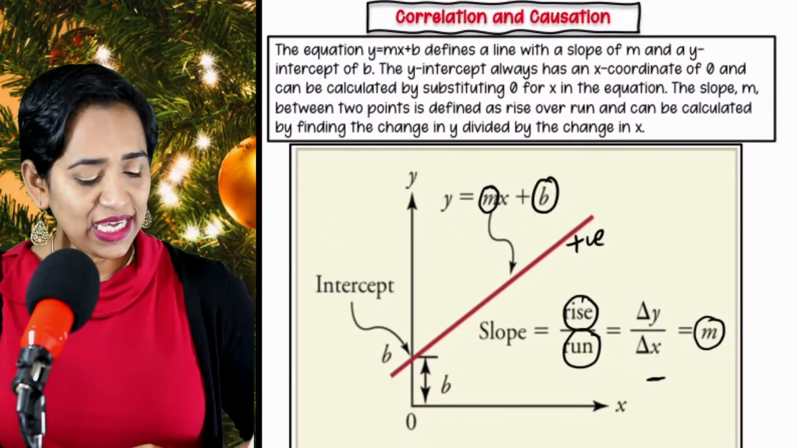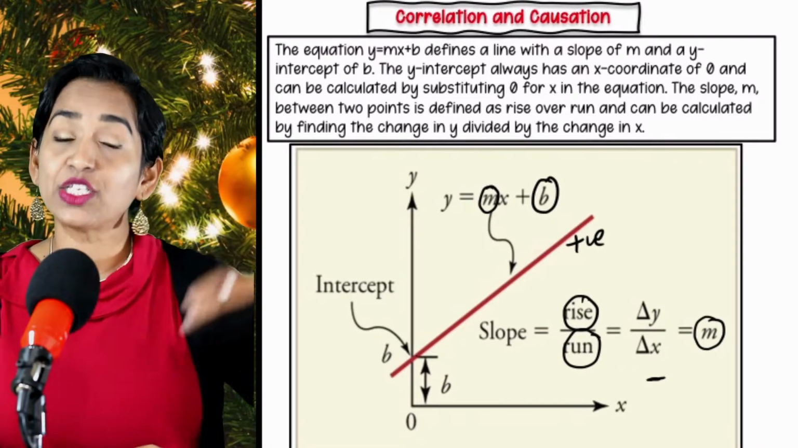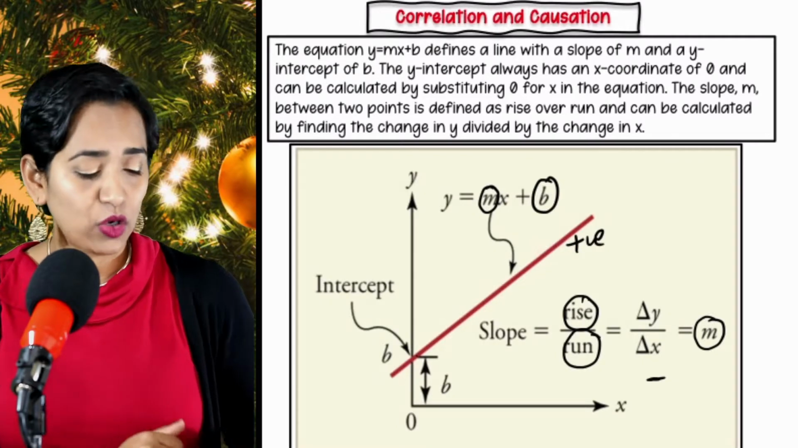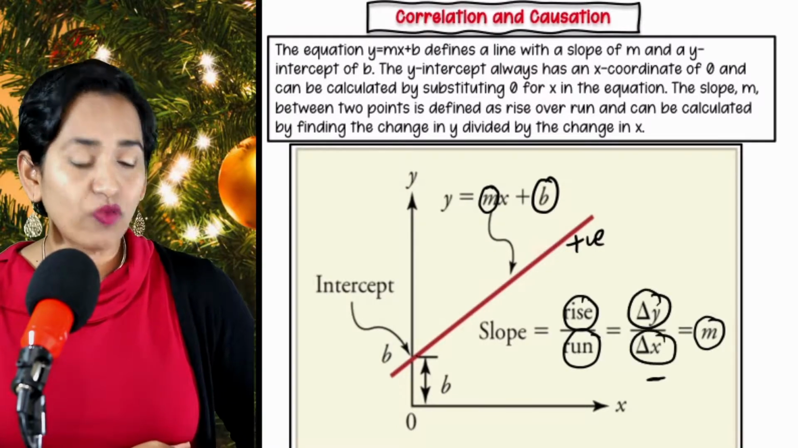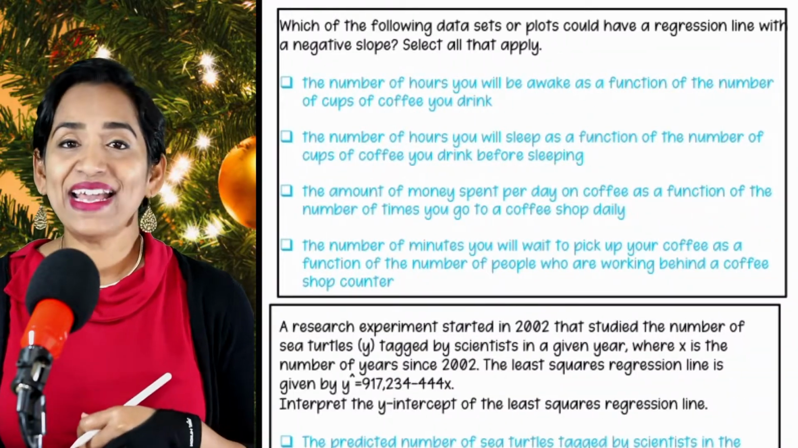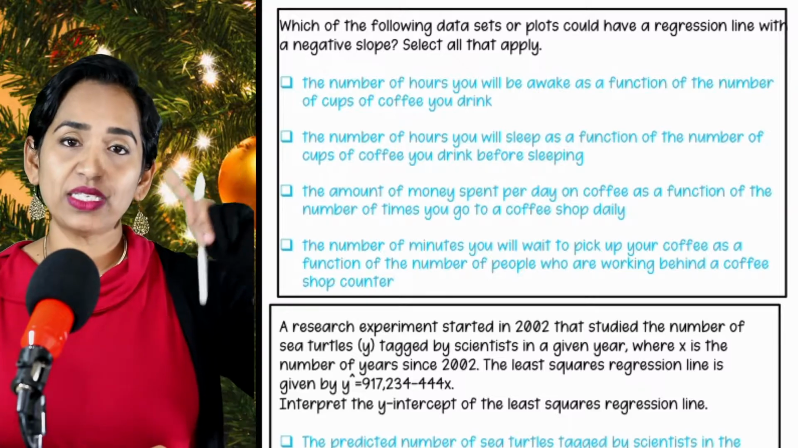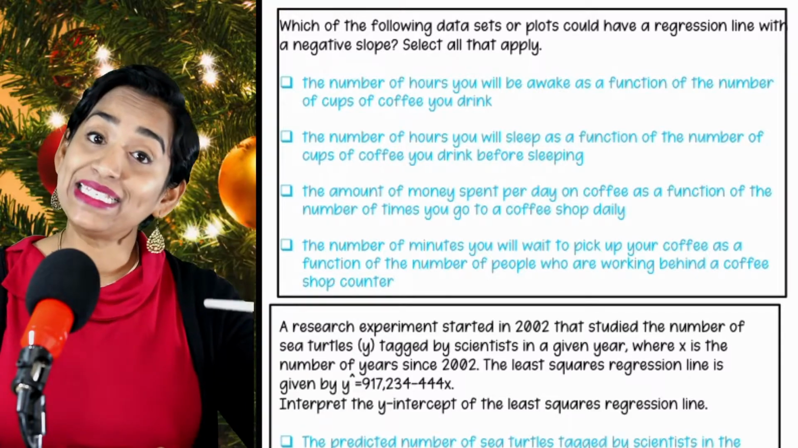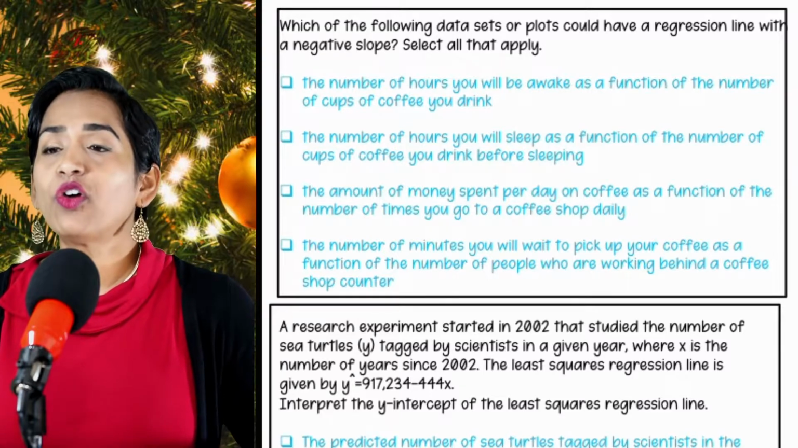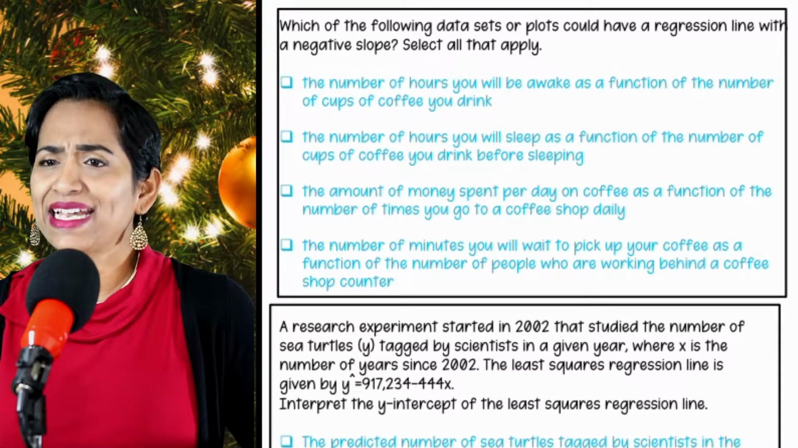Because as you can see, you rise by the slope. So on the average, you rise so many units. Again, finding the slope is simply rise over the average run, correct? Now, let's go ahead and take a look. Remember, positive slope, x increases, y increases. Negative slope, x increases, y decreases. Which of the following data sets or plots could have a regression line with a negative slope?